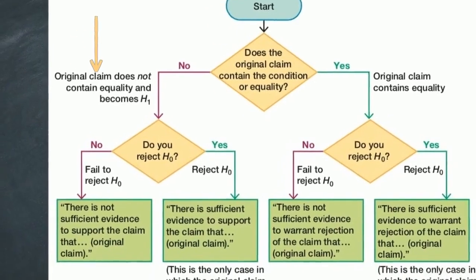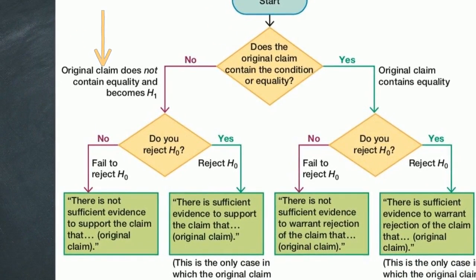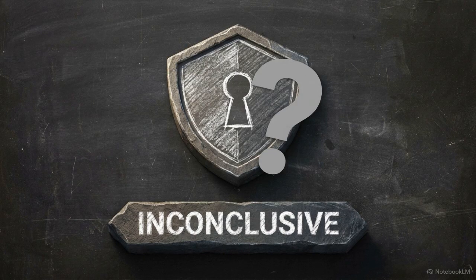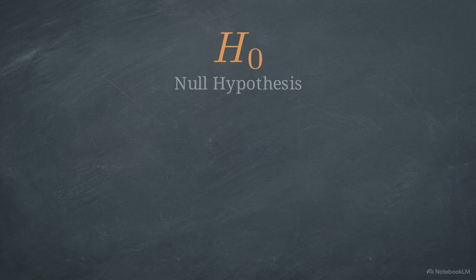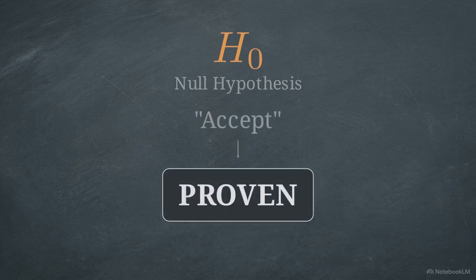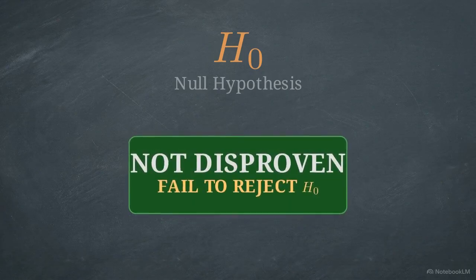Tracing our specific path through the logic, our original claim did not contain equality, and we failed to reject the null hypothesis. This dictates our final translation. There is not sufficient evidence to support the claim that most internet users utilize two-factor authentication. The semantics here are deliberate. We strictly state that we fail to reject the null hypothesis. The term accept is dangerously misleading. It incorrectly implies the null hypothesis has been proven, when we have only determined the evidence is too weak to abandon it.